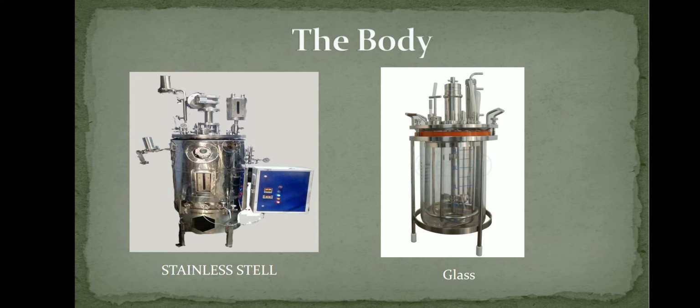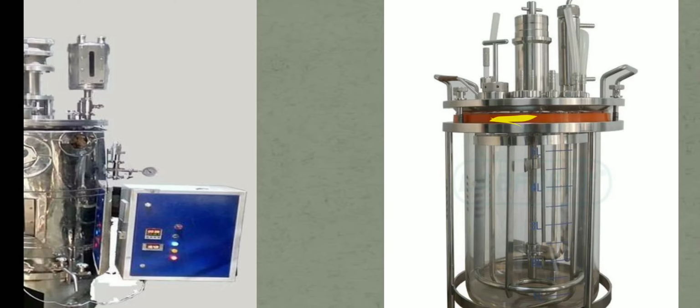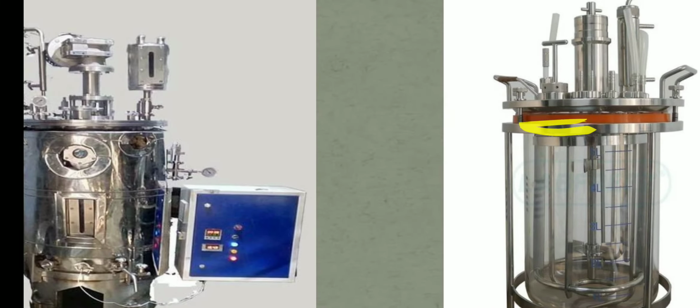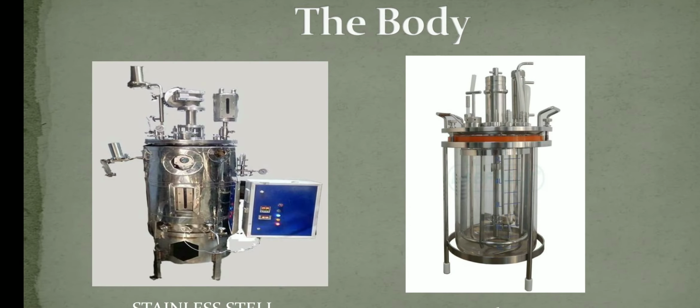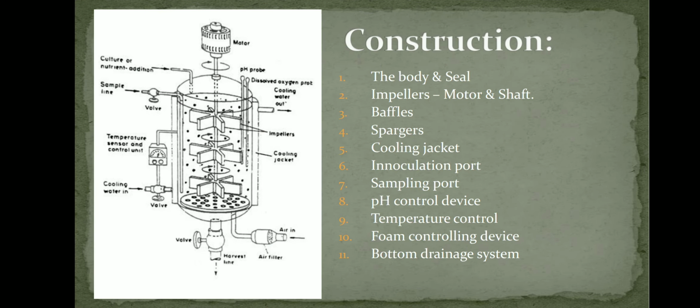So therefore we use stainless steel or a glass body for the fermentation process to take place, or to design a fermenter. This main body will also have a seal. The seal could be a lip seal, an O-ring seal, or a gasket seal. So we use gaskets like this, rubber gaskets in an O shape, that can be used to seal the fermenter tank with the lid. So therefore the fermenter tank has a body and a seal.